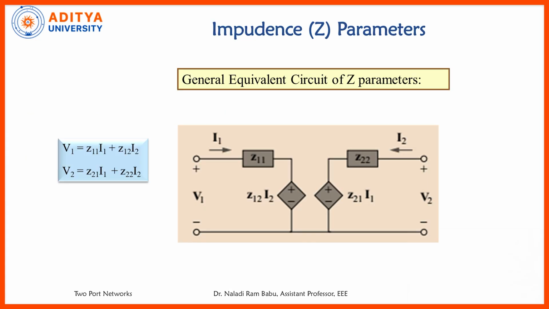Now let us go deeper into the equivalent circuit parameters. We know that V1 is equal to Z11 I1 plus Z12 I2. Drawing the equivalent circuit for this, V1 is the supply voltage, I1 is the current, and Z11 is the impedance. Z12 I2 is the passive element source. Next, V2 is equal to Z21 into I1, which depends on the primary source current, and Z22 into I2, where Z22 is the self impedance and I2 is the current flowing. This is the equivalent circuit diagram of a Z parameter circuit.